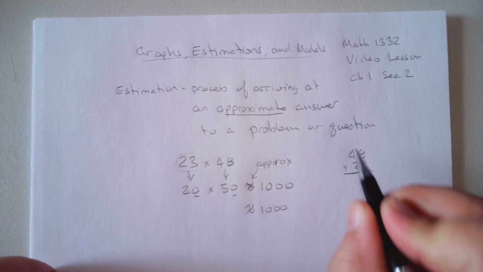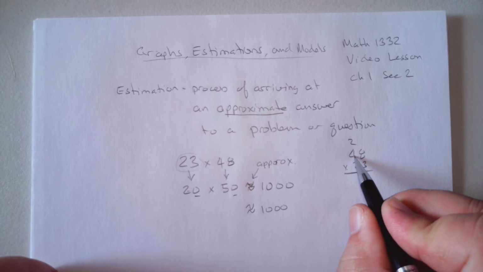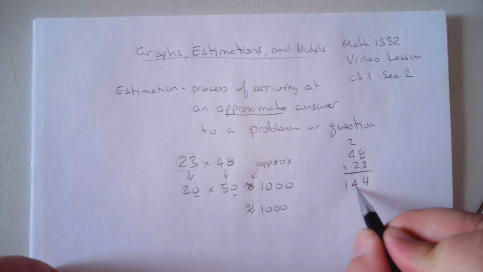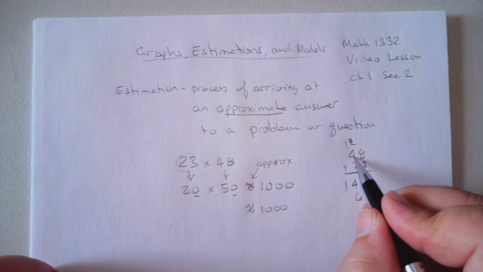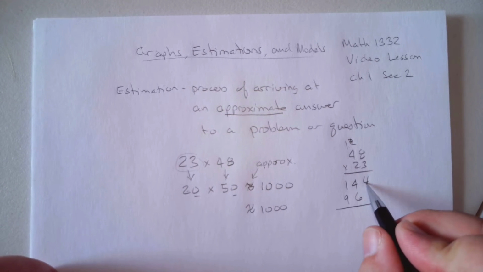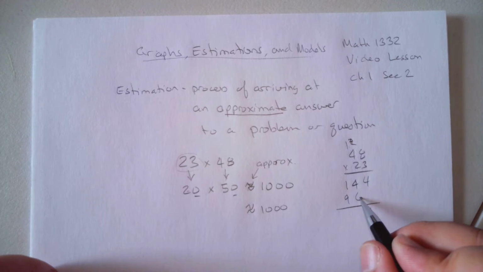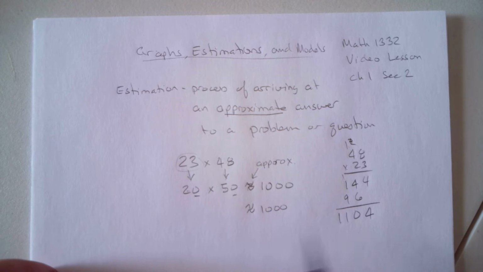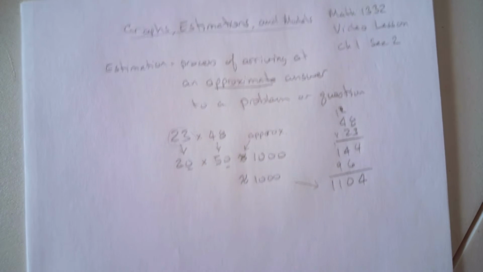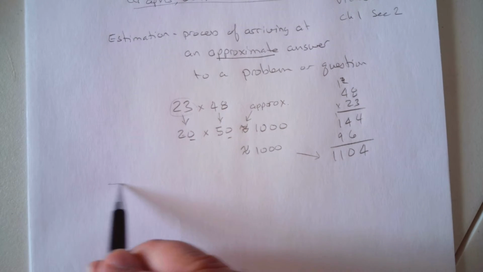Okay, let's see what the real answer would be. 8 times 3 is 24. 3 times 4 is 12, plus 2 is 14. 8 times 2 is 16. Carry the 1. 2 times 4 is 8, and 9. So 4, 6 plus 4 is 10, 10, 11. Yeah, it's pretty close, but it's a ballpark. It's an approximation. So, like when we're shopping, it's $1,000. Do we want to spend that much? Yes or no? That's all estimation is about.